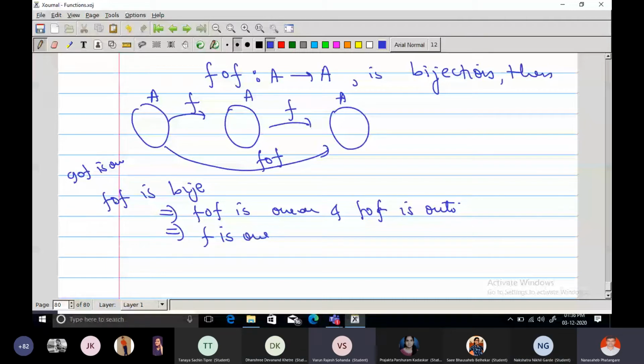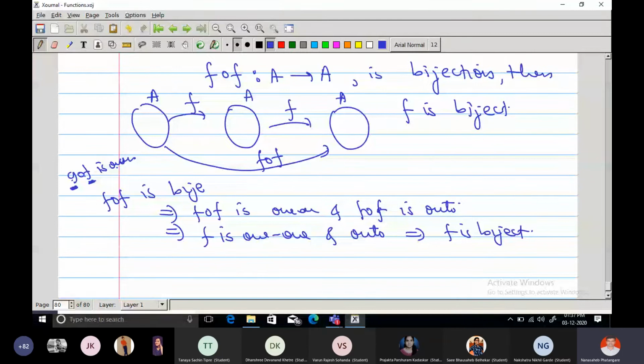When g composite f is 1-1, then the second function is 1-1. And if g composite f is onto, then the first function in the composition is onto. So here f and g are the same. So can I say that f is 1-1 and onto? Yes. Just apply the results, then f is a bijection.